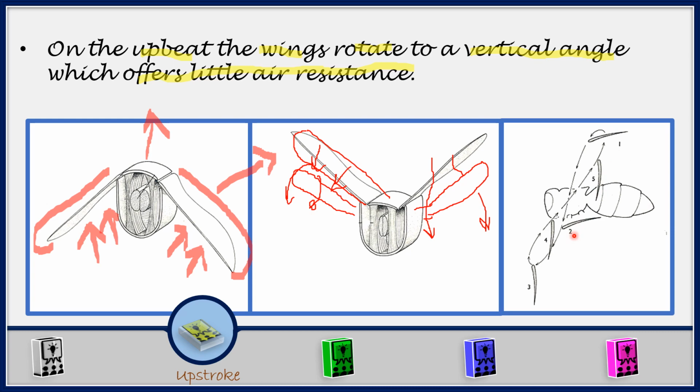Here we have 2, we go to 3, we come to 4, and then we come to 5. Now these ones that we are seeing here, these are wings. When you look at this wing, it is horizontal. The wing is in the horizontal position, meaning that it is now flat. So when it is flat like this, it is going down.